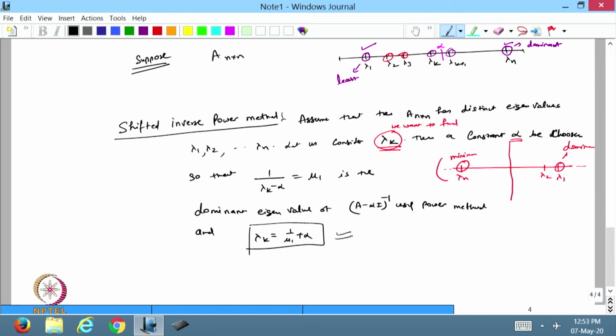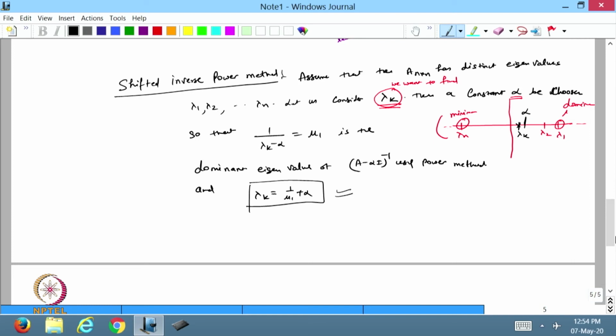So, that is the shifted inverse power method. What we are doing, basically, is choosing, suppose my lambda k is falling at this place. Now, I choose a number alpha close to lambda k, and then I find A minus alpha I inverse, and using this I apply the power method. The power method will give the dominant eigenvalue of this, and with the help of this I am able to find lambda k. So, that is called the shifted inverse power method.